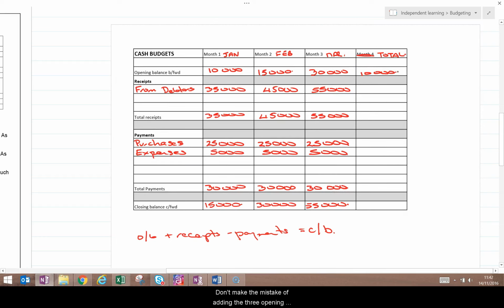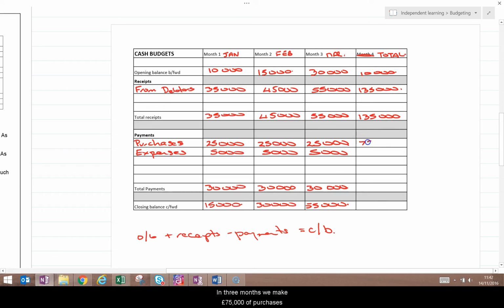So don't make the mistake of adding the 3 opening balances together and putting them in. What we want is the opening balance at the start of the cash budget. When it comes to the receipts, we can total the receipts. So January receipts plus February receipts plus March receipts comes to 135,000. So total of 135,000.